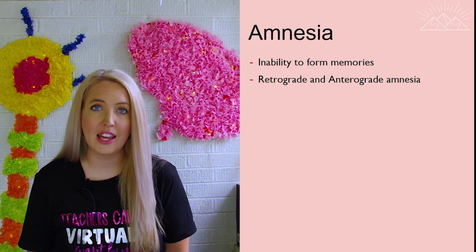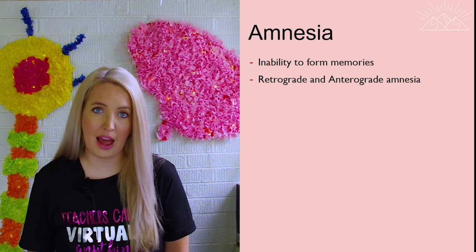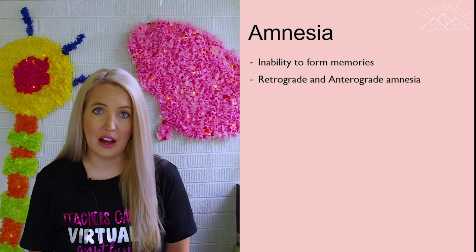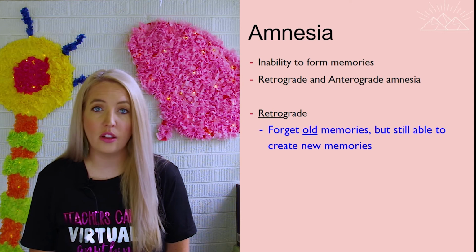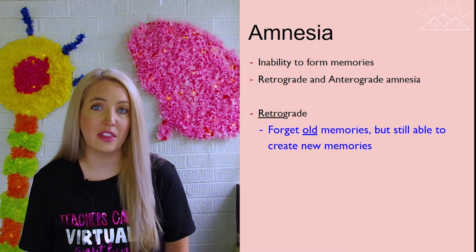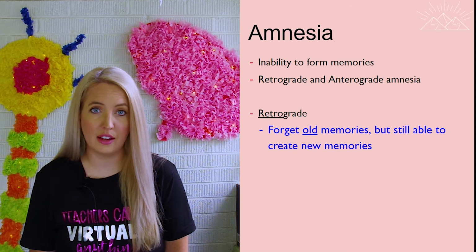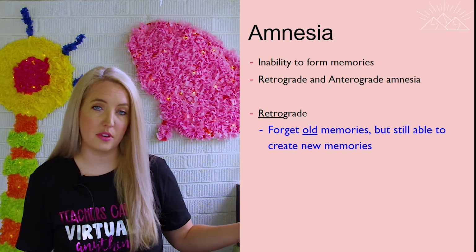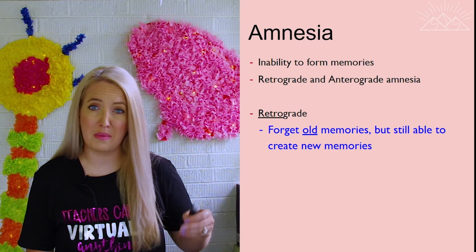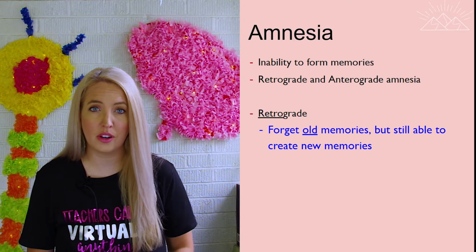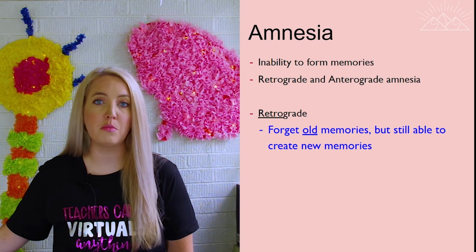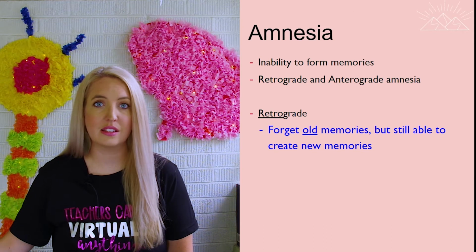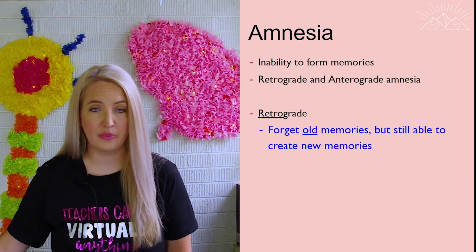Retrograde amnesia is when we can't remember the past. So say we did have some type of accident where we fell and hit our head, and all of a sudden, we can't remember anything from before that event. So all of our past memories are now forgotten, or maybe some of our past memories are now forgotten, but from that point on, we can still form new memories each day since we fell and hit our head.